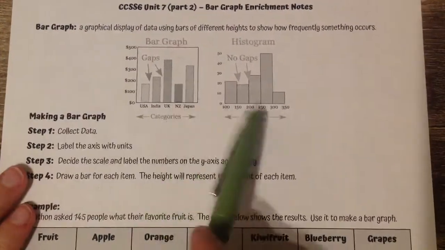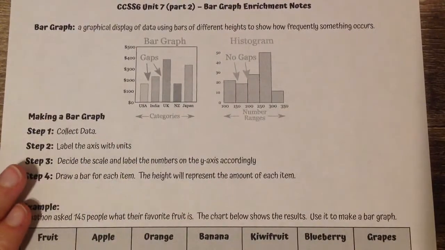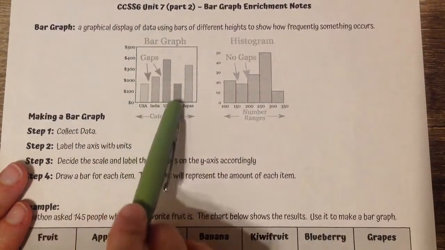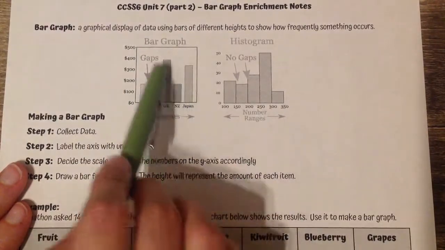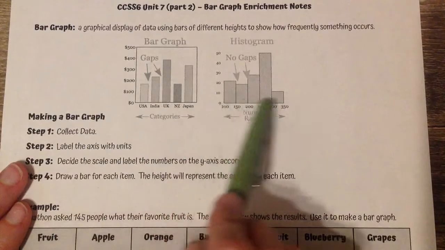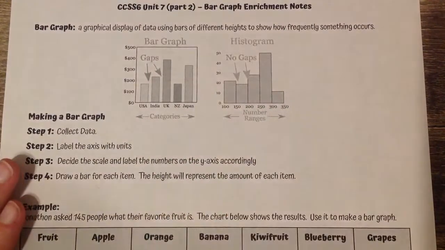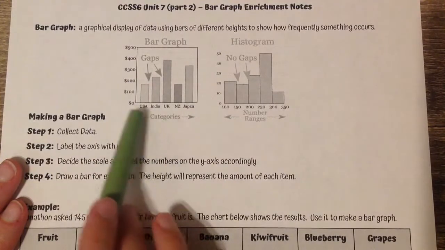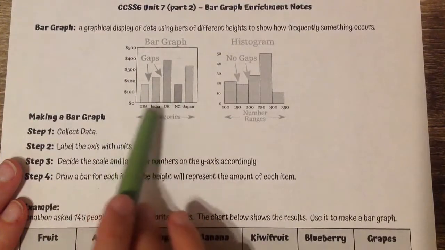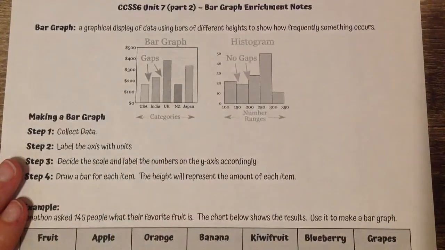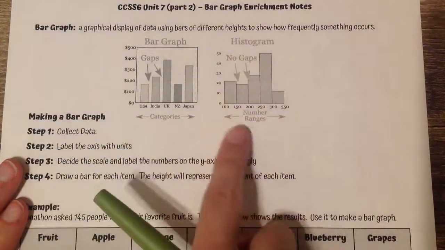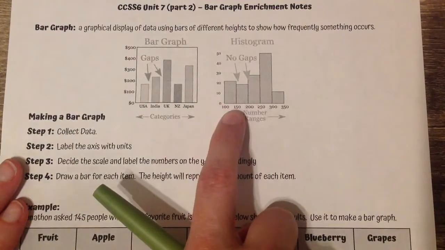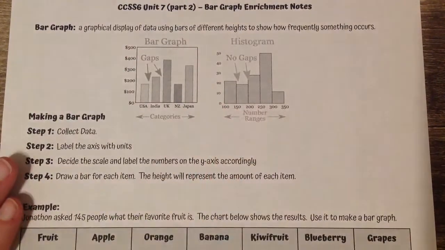So when we look at the two right here, the first thing that you probably notice as a difference is that the bar graphs have spaces or gaps between each bar, and a histogram doesn't. They are all right next to each other. The other main difference is that a bar graph has categories. So here we've got the different countries as categories, or below we have fruit on the bottom, versus a histogram has number ranges, so that this is the range from 100 to 150, then 150 to 200, and so on.